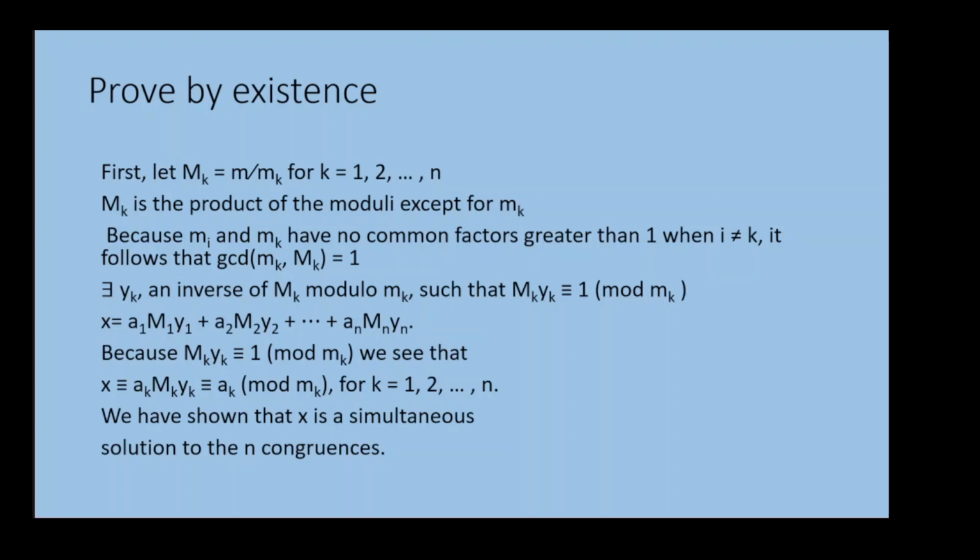x is equal to a_1 M_1 y_1 plus a_2 M_2 y_2 until a_n M_n y_n. Because M_k y_k is congruent to 1 mod m_k, we see that x is congruent to a_k M_k y_k, then also congruent to a_k mod m_k for k equals 1, 2 to n. We have shown that x is a simultaneous solution to the n congruences.